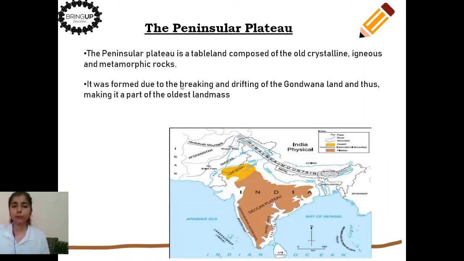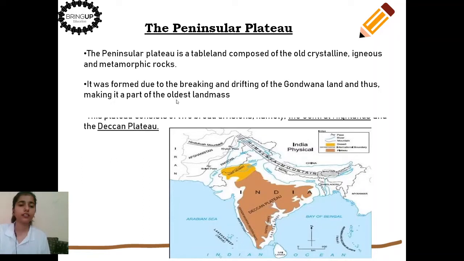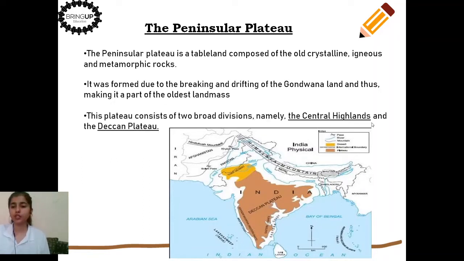It was formed due to the breaking and drifting of the Gondwana land, and thus making it a part of the oldest landmass. So the Peninsular Plateau is included in one of the oldest landmasses existing. This plateau consists of two broad divisions, namely the Central Highlands and the Deccan Plateau. So the plateau is divided into two portions. First one is the Central Highland and the second one is the Deccan Plateau. We'll see these divisions in the next slide.